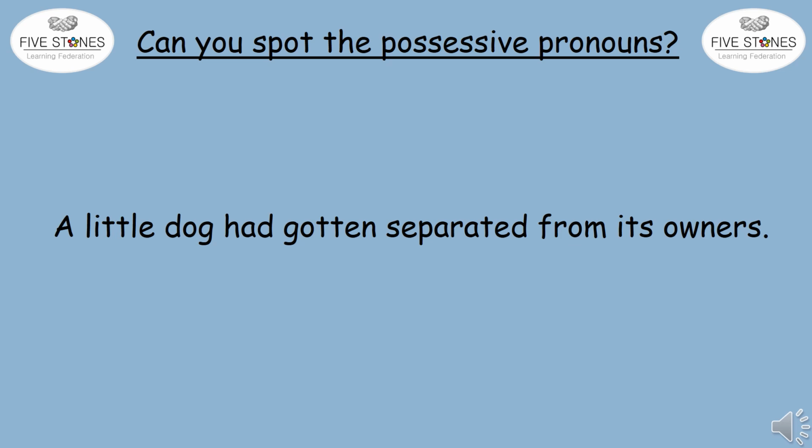Spot the possessive pronouns. A little dog had gotten separated from its owners. Give you a few seconds to try and find the possessive pronoun. Can you spot the possessive pronouns? A little dog had gotten separated from its owners, and the possessive pronoun was its. Well done if you got that right.